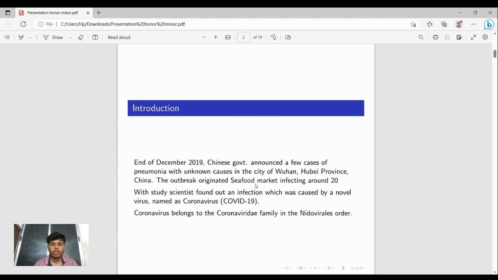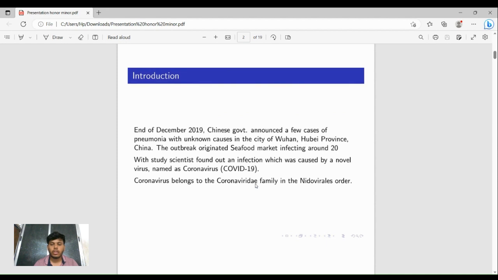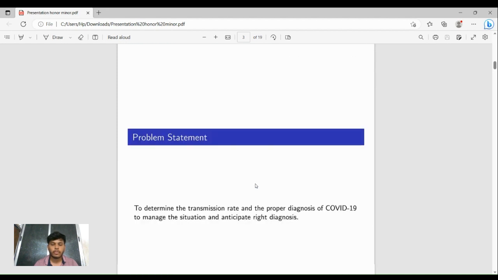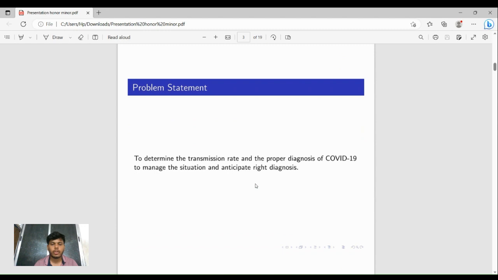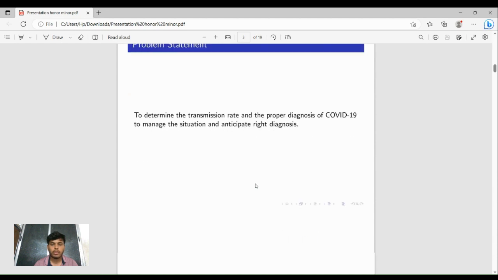The outbreak originated from a seafood market, infecting around 20. With study, scientists found out the infection was caused by a novel virus named coronavirus COVID-19. Coronavirus belongs to the Coronaviridae family in the Nidovirales order. Problem statement: to determine the transmission rate and the proper diagnosis of COVID-19 to manage the situation and anticipate the right diagnosis.